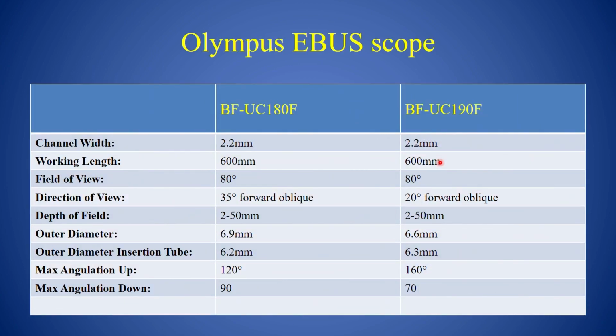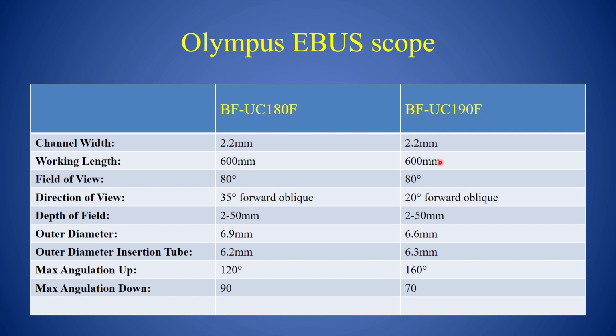As of now, we have three companies which have the linear or the convex probe EBUS. Olympus was the first one to launch the convex probe EBUS. The other two are Fujifilm and Pentax. As far as the Olympus EBUS scope goes, there are two scopes which are available. The earlier one was the 180 series scope, and the newer one which is launched is the 190 series scope.